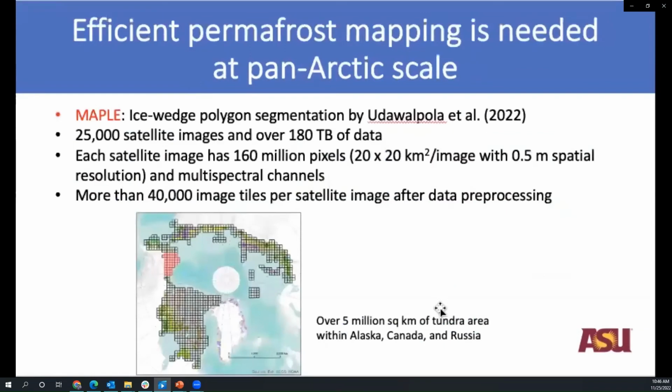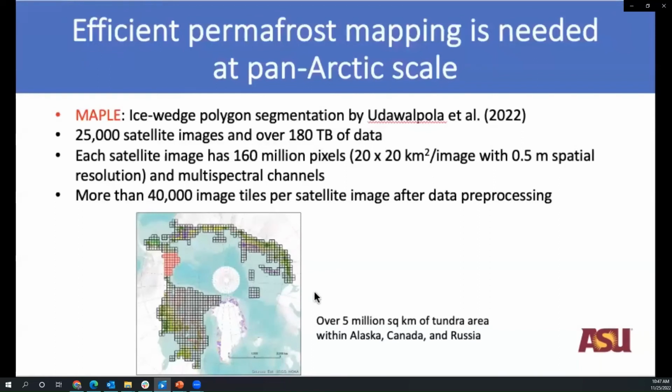So what is urgently needed now to understand the permafrost dynamics is to gain real-time mapping capabilities at pan-Arctic scale. Because for one, our analysis is often behind what is going on in the Arctic. So real-time mapping will be very valuable to examine the changes as soon as observation data becomes available. Second, the region that permafrost covers is very big. So this figure shows the over 5 million square kilometers of tundra area within Alaska, Canada, and Russia.